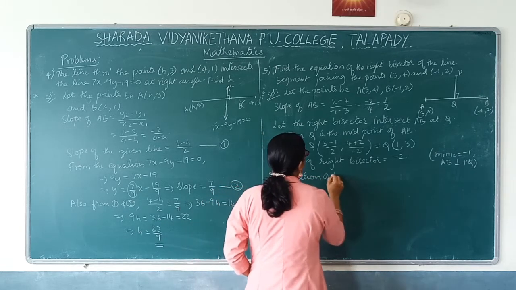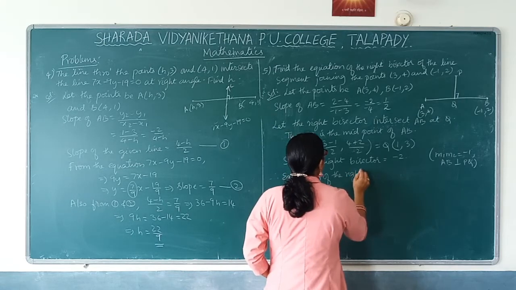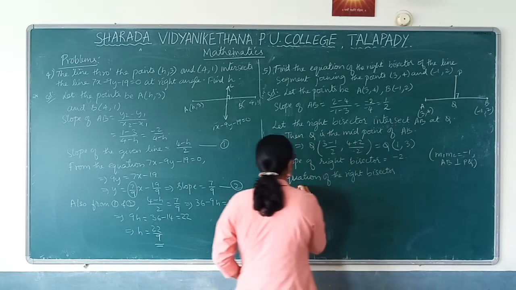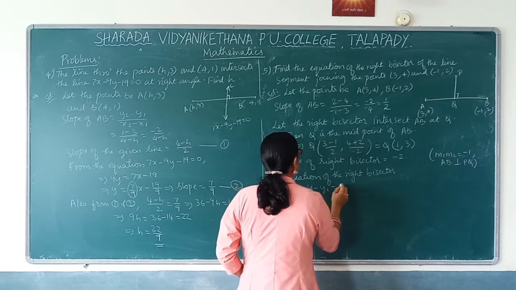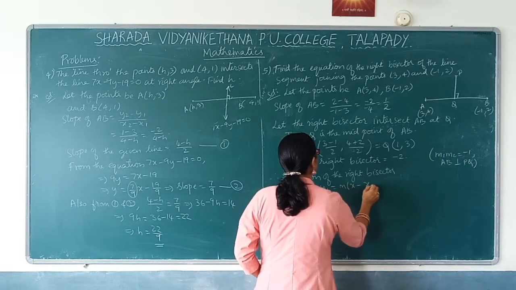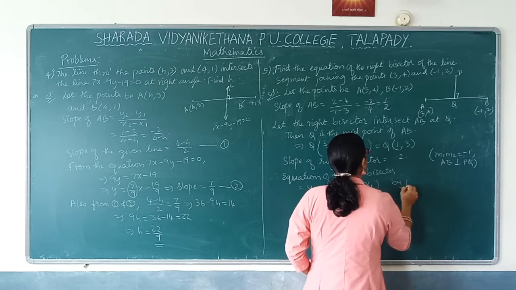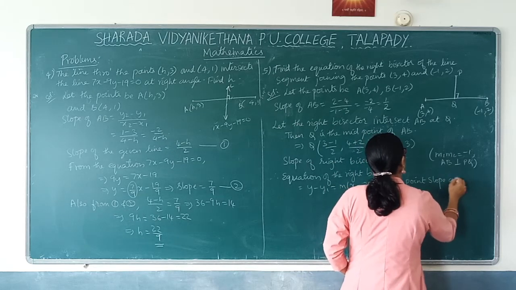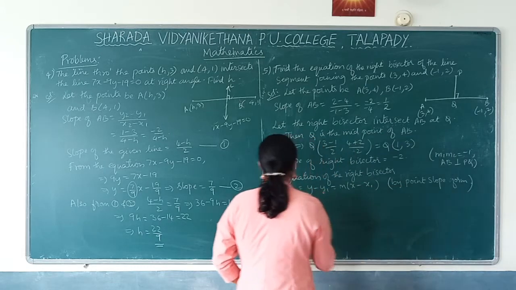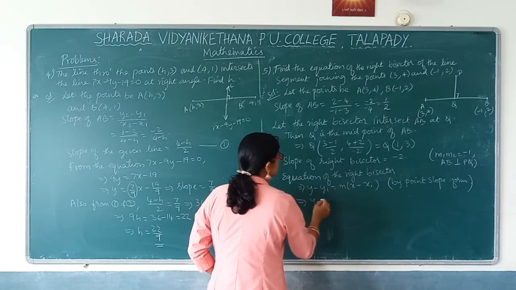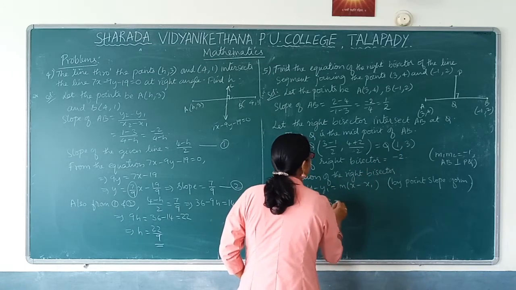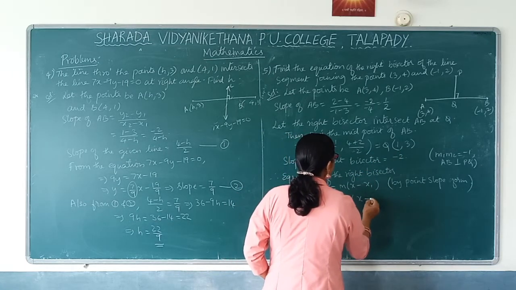Therefore, equation of the right bisector is equal to, what is that? y minus y1 is equal to m of x minus x1. By point slope form. This is called the point slope form of equation of a line. So now just write y minus y1, which is nothing but what? We have coordinates 1, 3. y minus 3 is equal to minus 2 of x minus 1.